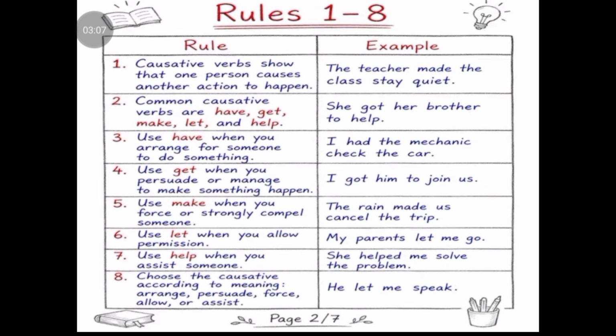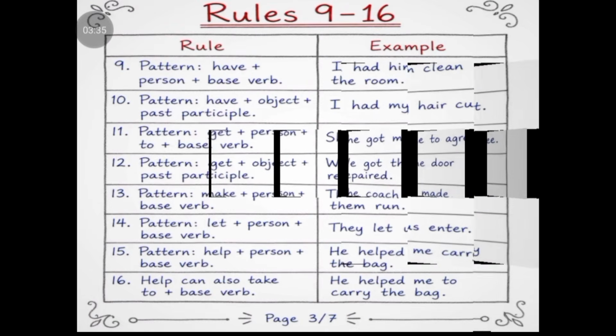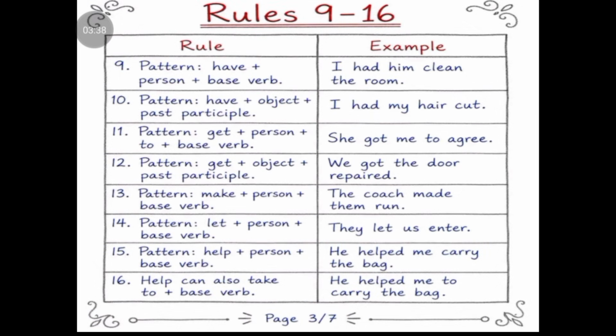And then rule number 8 says choose the causative according to meaning. For example, arrange, persuade, force, allow, or assist. For example, he let me speak. And then rule number 9, the pattern of causative verbs: have plus person, the person that has done an action, plus base verb. For example, you say, I had him clean the room.